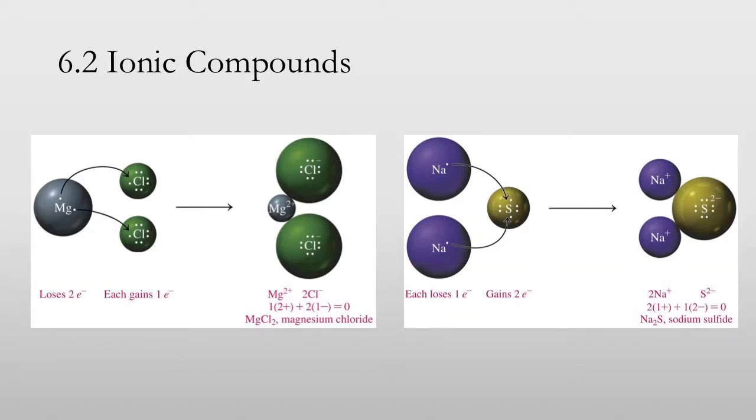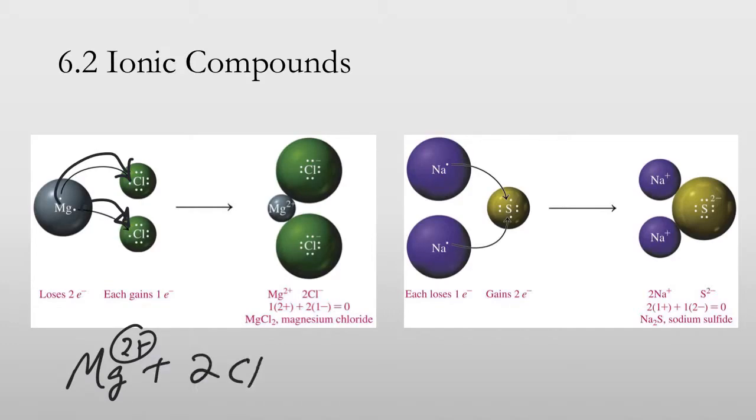Here's some more examples of chemical formulas. You can see with magnesium that needs to lose 2 electrons, it can react with 2 chlorine atoms, each that need to gain 1. And so 1 electron goes to that chlorine, the other electron goes to the bottom chlorine, and you get an Mg2+ plus 2 Cl-, giving you a chemical formula of MgCl2.